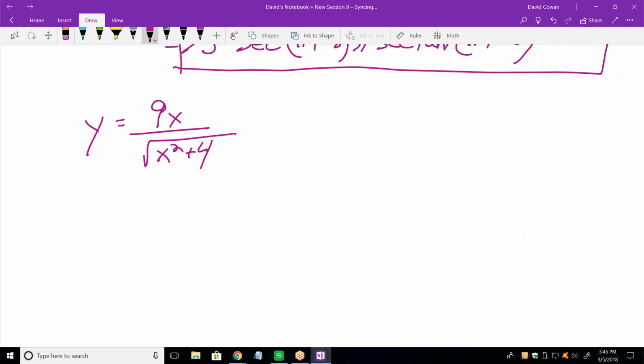All right. So how should I write this? Would it be 9x times in parentheses x squared plus 4 to the negative 1/2? Actually, I like that. That's a little bit out of the box because I had another choice. I could also have written it like this.